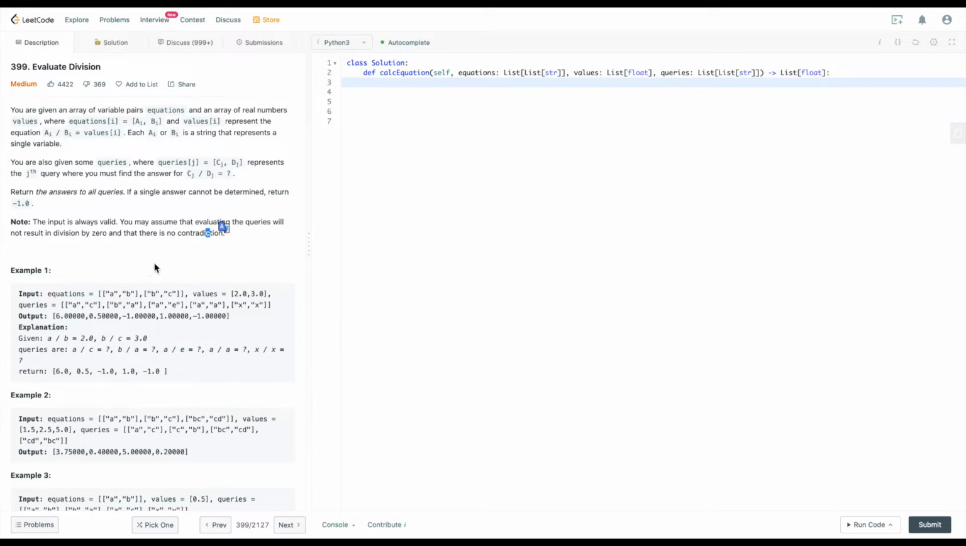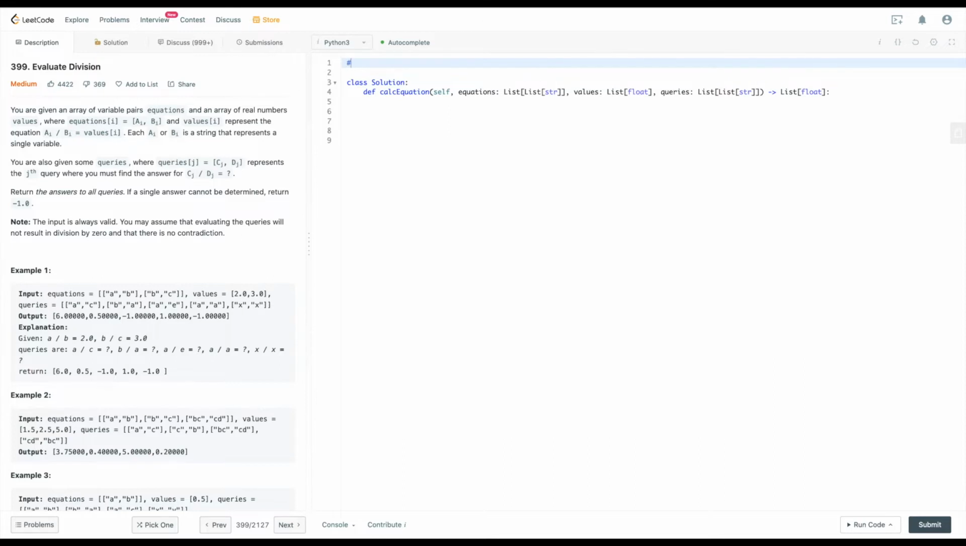Let's look at the example. Example 1, input equations equals [A, B], [B, C], and values equals [2, 3]. So this means A divided by B equals 2 and B divided by C equals 3. And queries include [A, C], [B, A], [A, E], [A, A], etc. So let's look at AC. So we know that A divided by B equals 2 and B divided by C equals 3. Let me write this down so it's easier to explain.